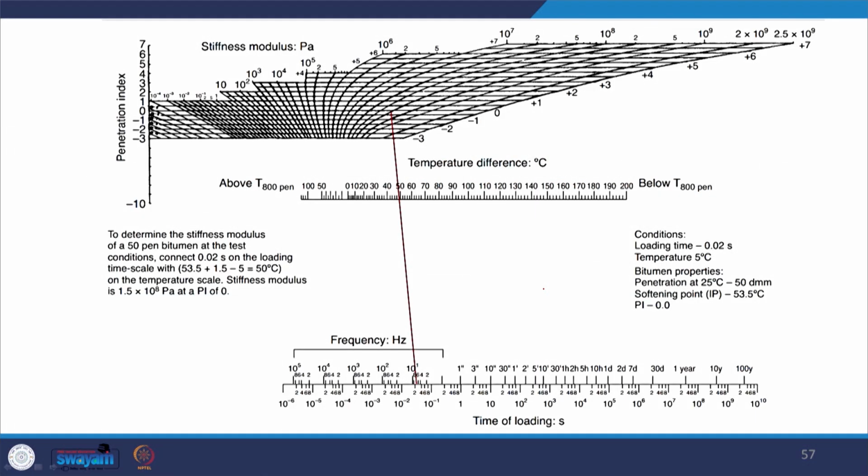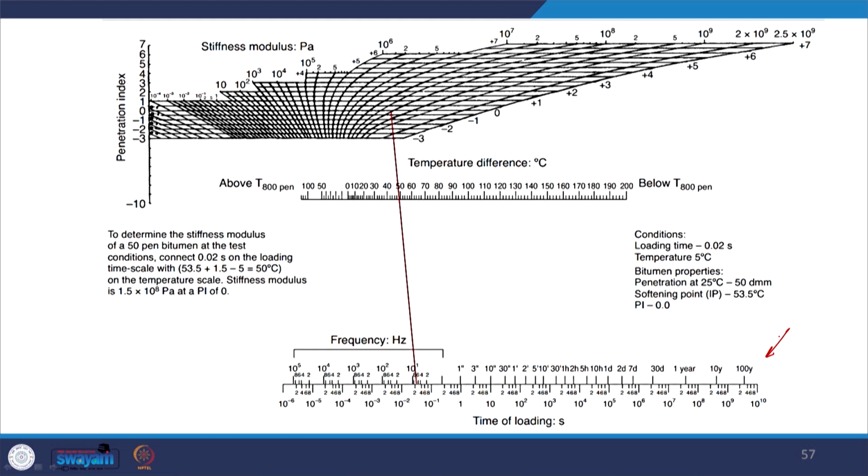Now, since the van der Poel nomograph is more popular and has been successfully used in various researches, let us see how we can use this nomograph to predict the stiffness of the bitumen and the bituminous mixture. First, I will try to explain the different parts of this nomograph. In the lower part, you have a scale which tells you the time of loading or frequency. This frequency is actually a replication of the speed of the vehicle.